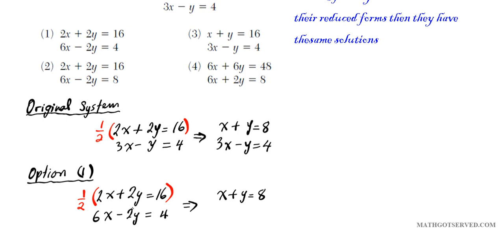Now let's take a look at the second equation. Can I reduce this? Can I simplify it further? The answer is yes, because the GCF of 6, 2, and 4 is 2. So I can divide this entire equation by 2 or multiply by 1/2, the same thing, and I'll get its reduced form, which is 3x minus y equals 2. Now, does this match this system exactly? The answer is no. This is not a match. So since it's not a match, it does not have the same solution. So scratch this out. Option 1 is not the system we are looking for.